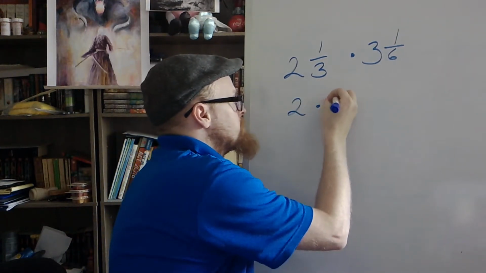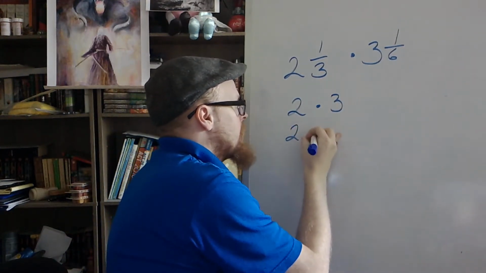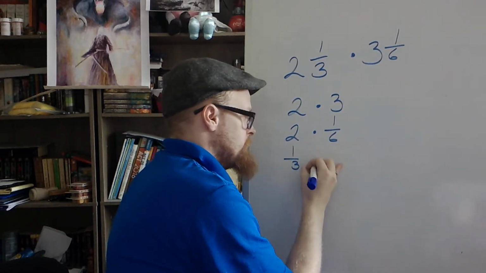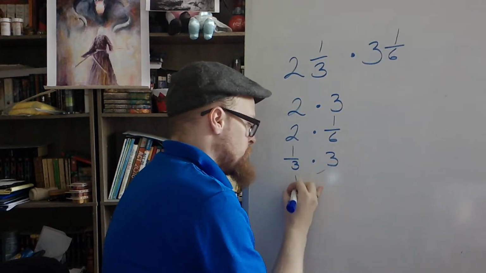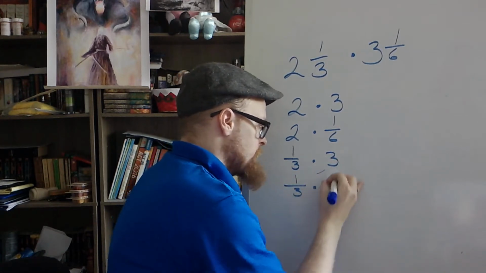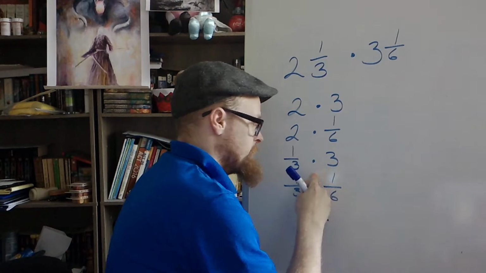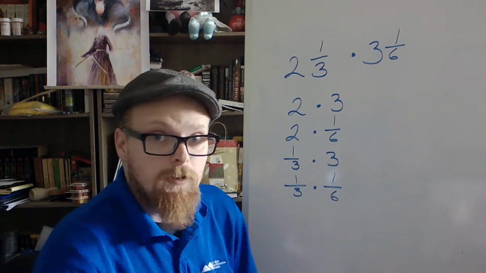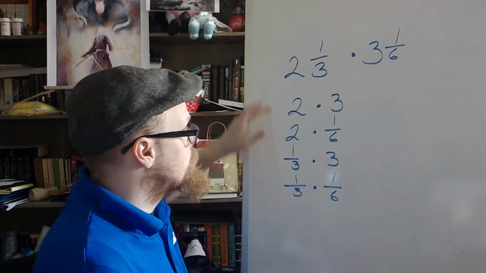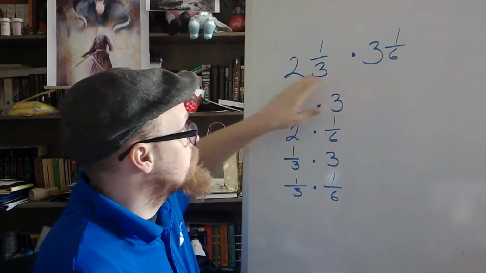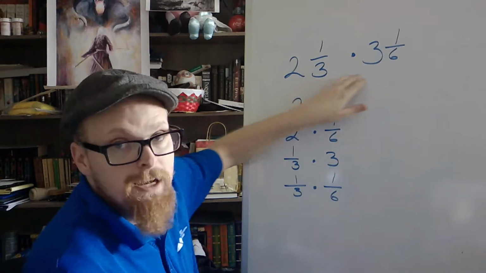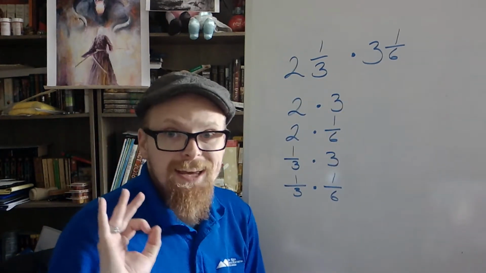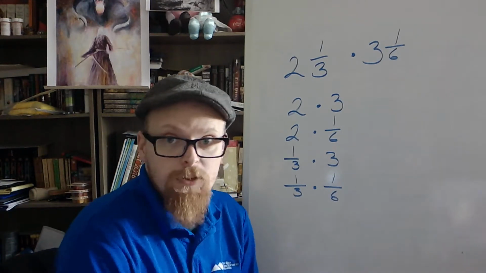2 times 3, 2 times 1/6, 1/3 times 3, 1/3 times 1/6. Okay? You can do that. The trick to this is you have to make sure you multiply the 2 by everything over here and the fraction by everything over here. So really you turn it into 4 multiplication problems. If you like just multiplying straight fractions, this works.